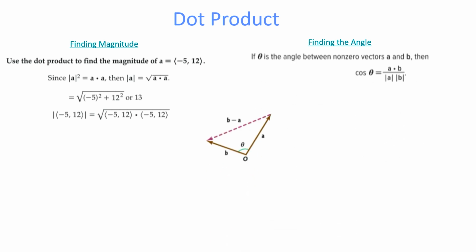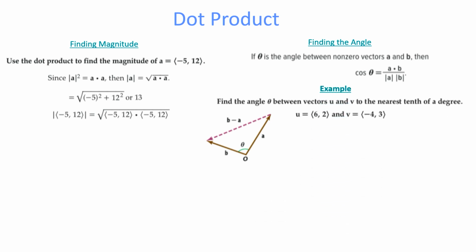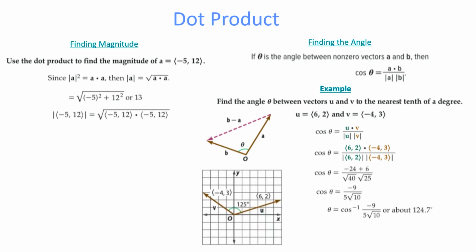We can also find the angle by using the formula cos theta equals A dot B divided by the magnitude of A and the magnitude of B. An example, we are asked to find the angle between the vectors U and V. U equals 6, 2 and V equals minus 4, 3. If we plug in the numbers, work it through, we take minus 1 cos and we get the answer 124.7 degrees.